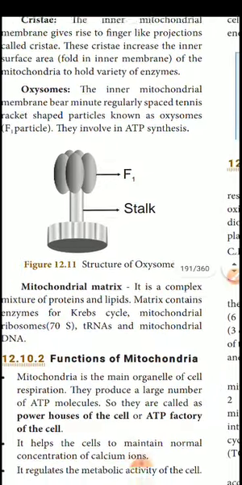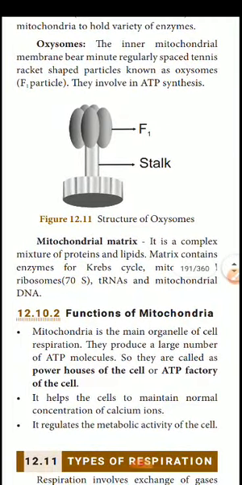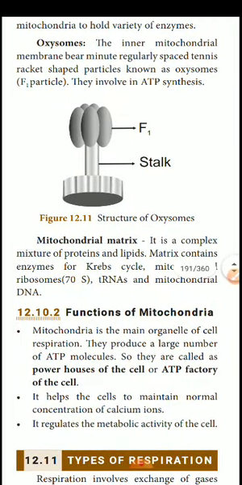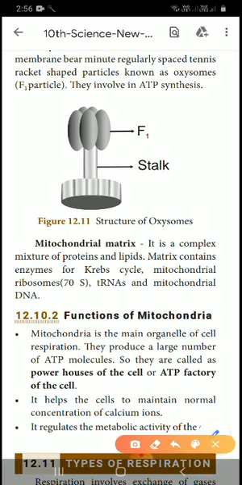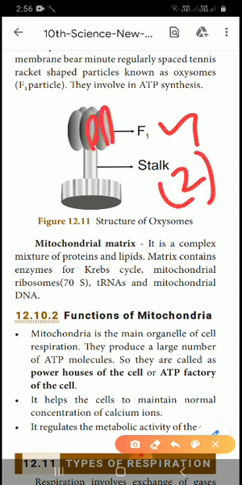Next, oxysome. The inner mitochondrial membrane bears minute, regularly spaced, tennis racket shaped particles known as oxysomes, involved in ATP synthesis. This diagram is also very important, a 2 mark question. See, this is the F1 particle. Easy diagram only. This is F1, and this is the stalk. Two parts only you have to memorize, and you get 2 marks. So the structure of the oxysome is a very important question.